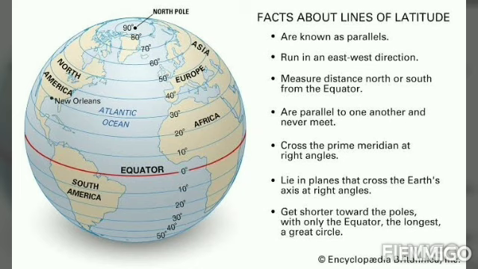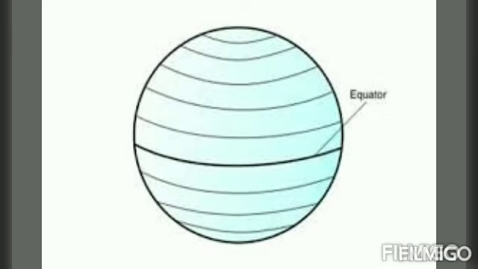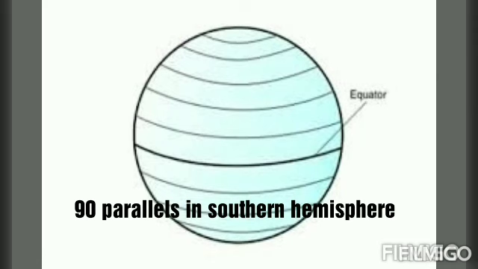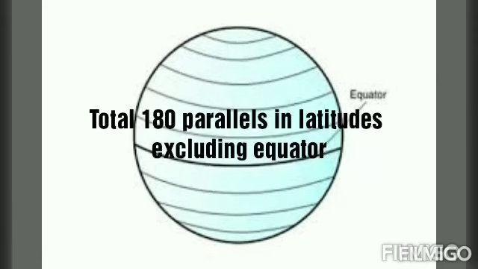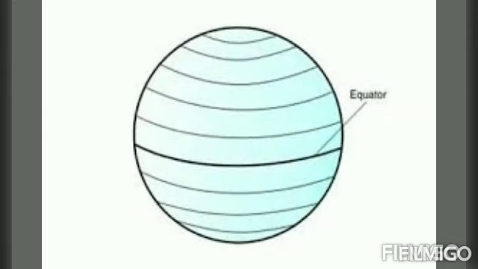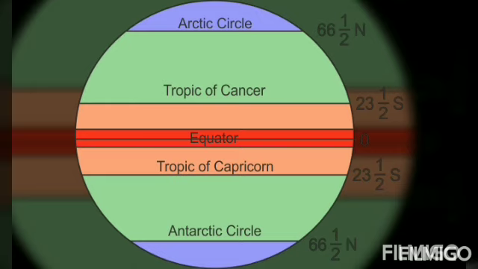So the equator, which is marked as 0 degree latitude, is the largest circle that can be drawn. And North Pole is marked as 90 degree and South Pole is marked as 90 degree. Now students, you can see in the upcoming picture, there are total 90 parallels in Northern Hemisphere, 90 parallels in Southern Hemisphere. Together, we have 180 parallels in latitudes, excluding equator. I hope it is very clear to you. And all the parallels are drawn at a distance of 1 degree.